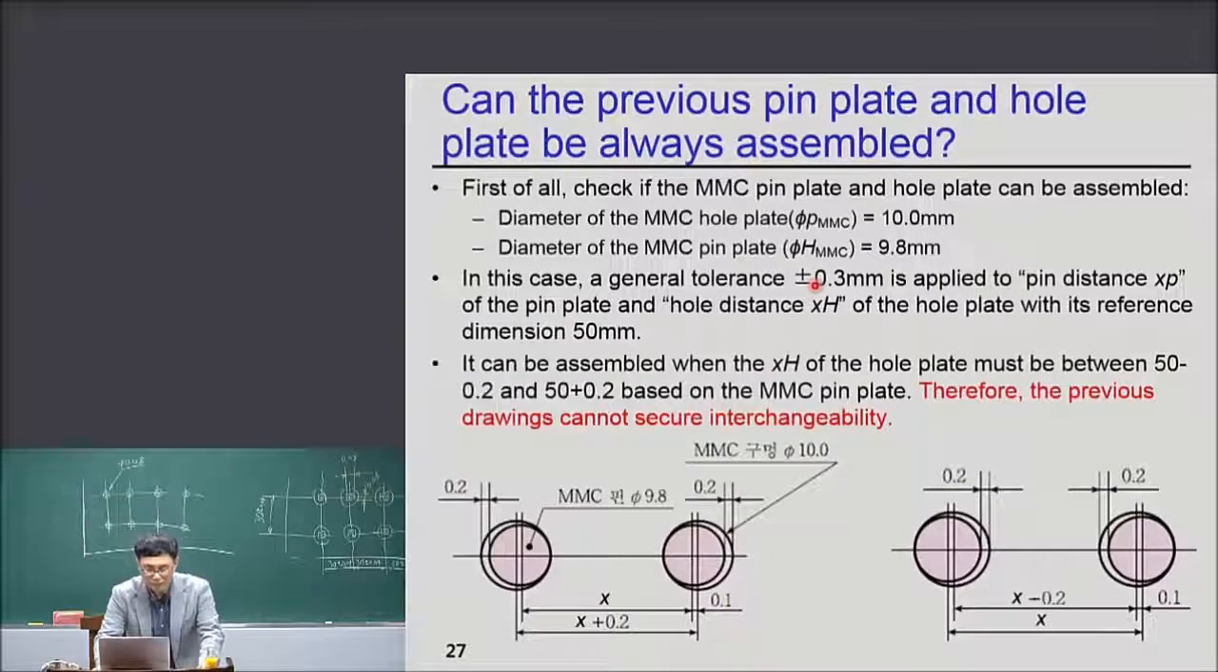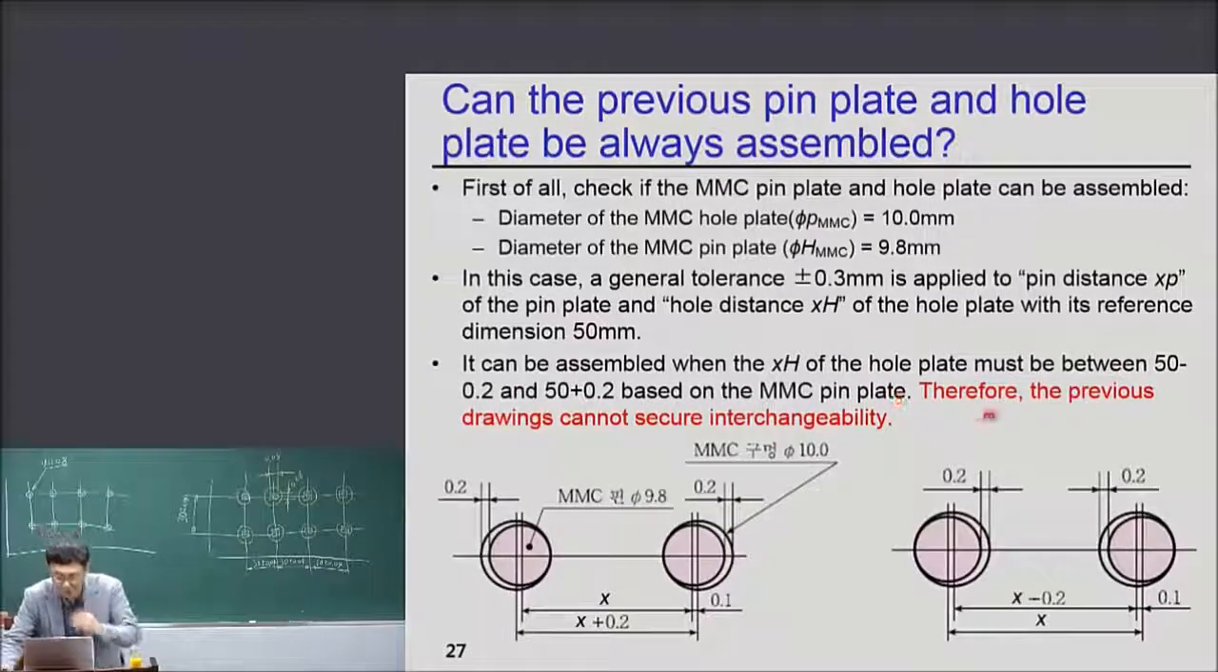So we have to assign the true position of the two pins and the true position of the two holes. How? Here is the solution. It can be assembled when the center distance of the hole plate, xh, is between 50 minus 0.2 and 50 plus 0.2 based on the MMC pin plate. Then it can be assembled. Therefore, the previous drawings cannot secure interchangeability because the tolerance is more than plus or minus 0.3.